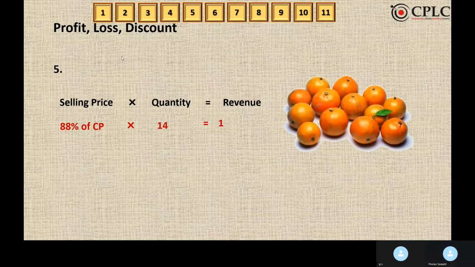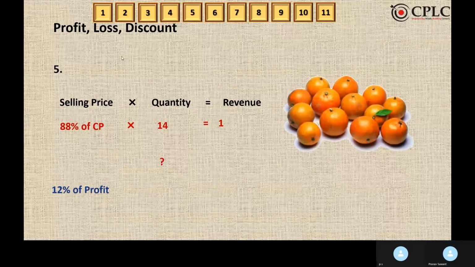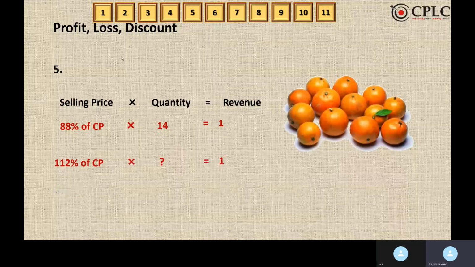And we incur a loss of 12%. So as it's a loss of 12%, the loss percent would be 88% of cost price. Now, what must be the quantity so that we make a profit of 12%? Profit of 12% means it is going to be 112% of cost price, because that's how we find profit. The revenue is going to be 1 only, it is not changing. Just the quantity is going to change. So 112% of CP into what is equal to 1.